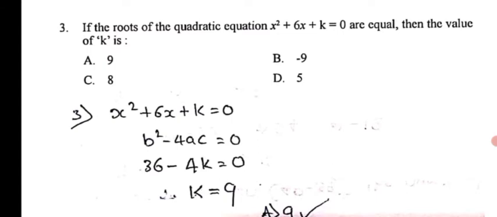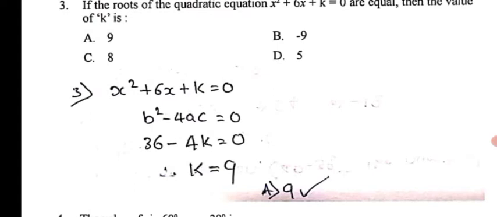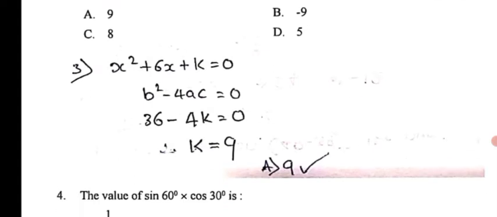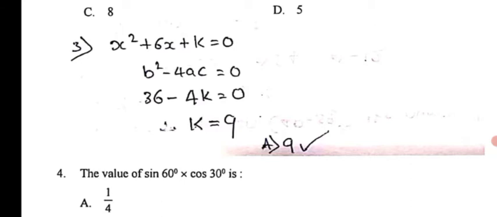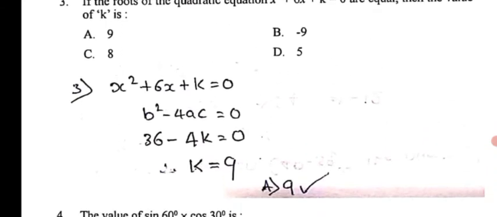Since the roots are equal, we can say b square minus 4ac is equal to 0. Then b square means b value is 6. So 36 minus 4k is equal to 0. So k will be equal to 9. So option A, 9 is the right answer.